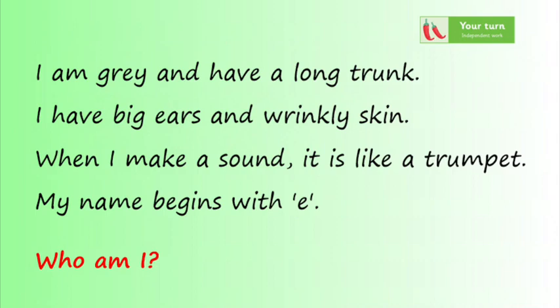I have written a riddle about an animal here, and I'd like you to tell me what is wrong with it. I'll read it out now. I am grey and have a long trunk. I have big ears and wrinkly skin. When I make a sound, it is like a trumpet. My name begins with E. Who am I?